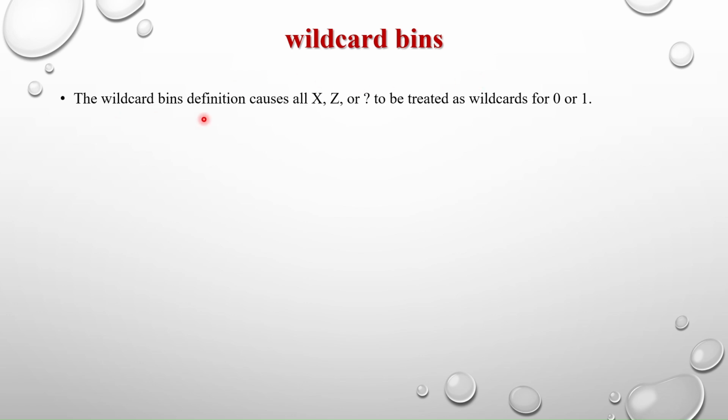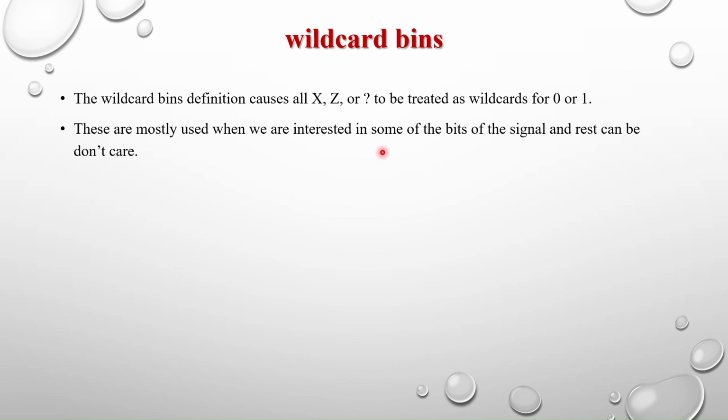Okay. Now we will see wildcard bins. The wildcard bins definition causes all x, z or ? operator to be treated as wildcards for 0 or 1. I think you are already familiar with the priority encoder. There also, when the MSB bit is significant and the rest of the bits are don't care, we can use x or z as wildcards for 0 or 1, right? Similarly here also. These are mostly used when we are interested in some of the bits of the signal and the rest can be don't care. That time we can use the x, z or ? character to be treated as wildcards for 0 and 1.